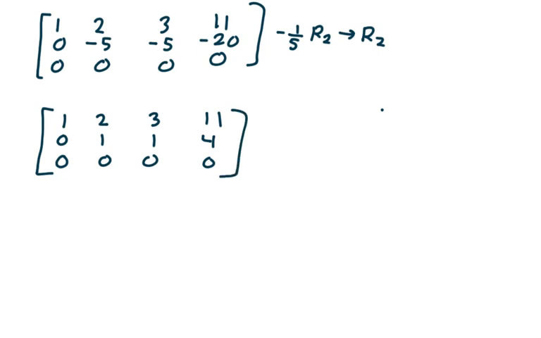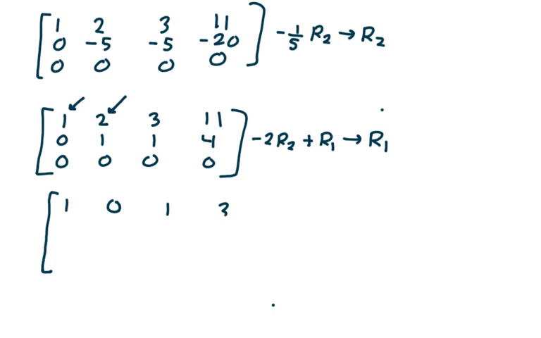From here, I'm going to use row 2 to turn this entry, this 2, into a 0. And you might ask, how do I do that? I'm going to take negative 2 row 2, add it to row 1, and put the result back into row 1. We still have a leading 1, which is exactly what I wanted. So I'm going to get a 1 here, a 0 by design, and then a 1 and a 3.